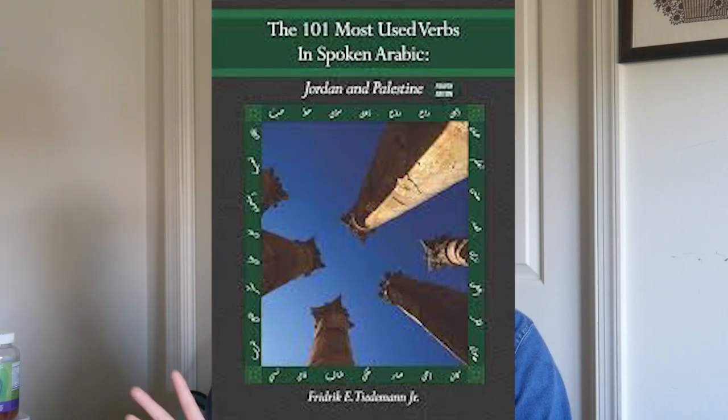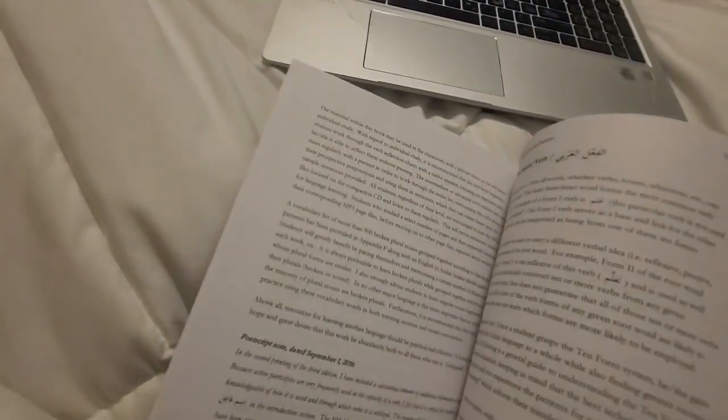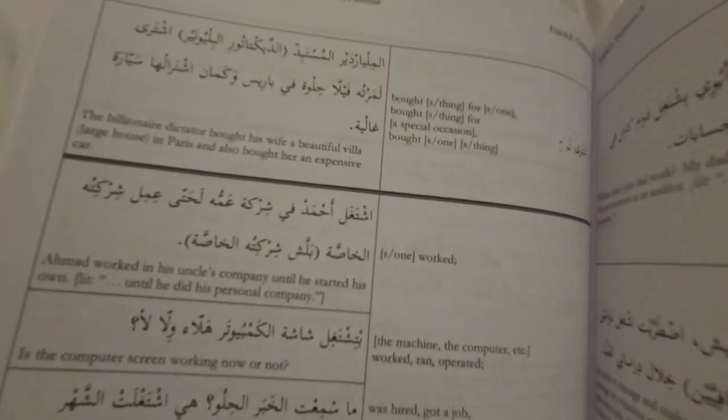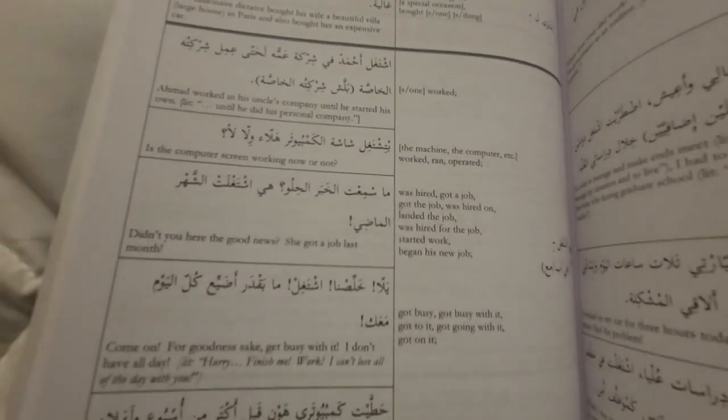The best textbook for intermediate and advanced learners that I have ever found is actually 101 Jordanian and Palestinian Arabic Verbs, 4th edition. It's about $49 on Amazon. There is free audio, and it's an excellent resource for intermediates and up. There are verbs in multiple contexts, idiomatic expressions, and they also provide literal translations of what they're saying too.